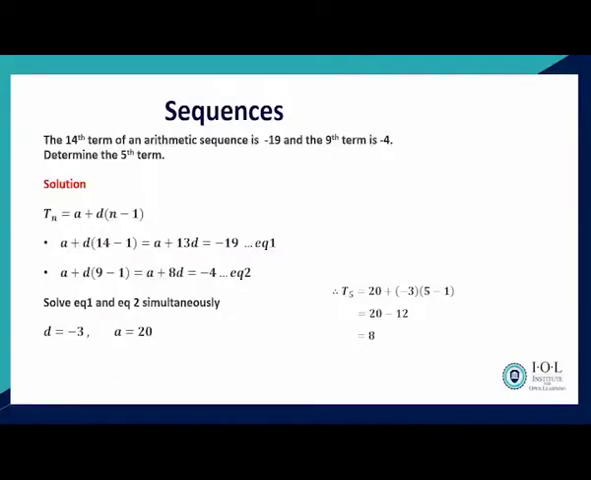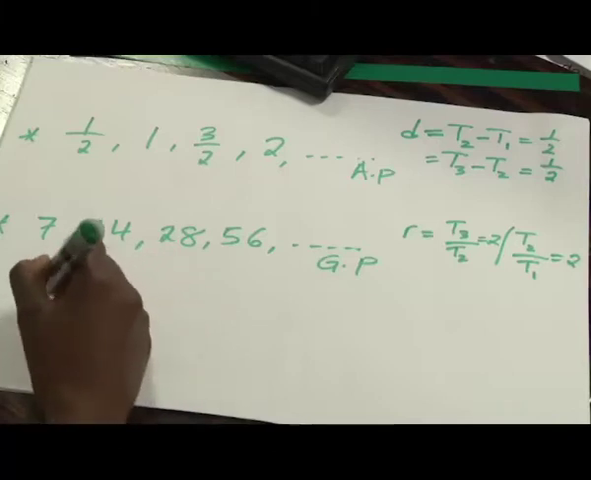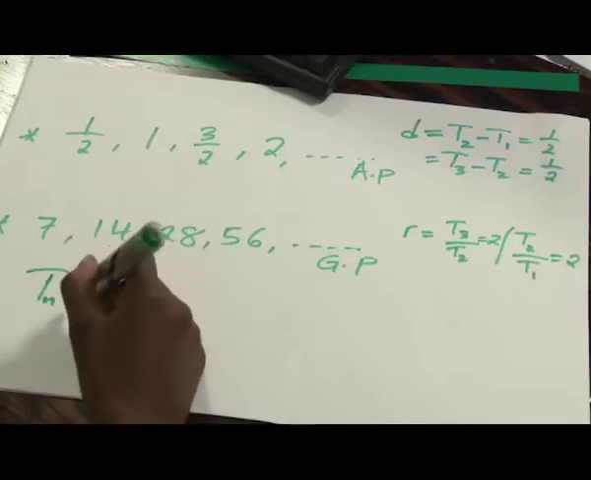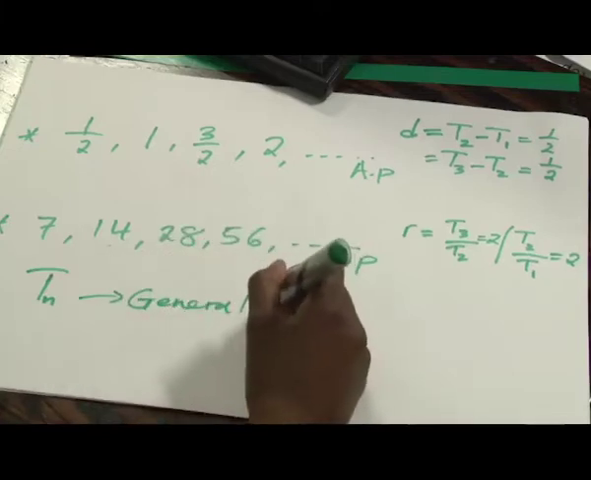So we should also be able to use this AP and GP to answer various questions relating to the general term formula for both AP and GP, as well as relating to the sum formula. We all know the general term formula, that is the Tn formula. So that is the general term formula.